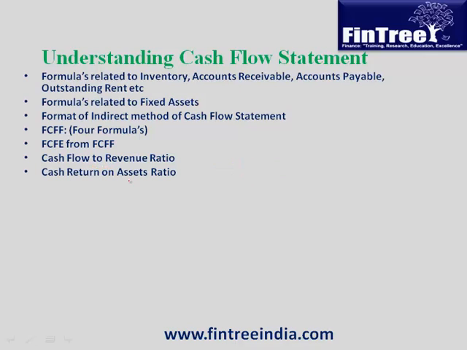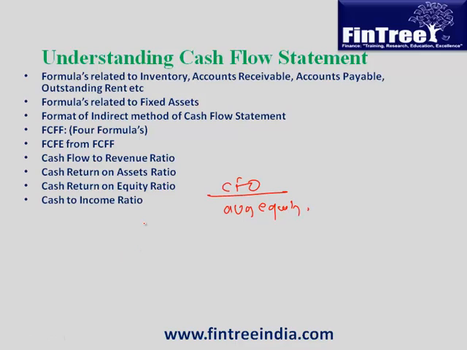Next one is cash return on assets ratio. Again, this is cash flow from operations divided by average fixed assets. And do you want this number to be higher or lower? Higher again. Next one is cash return on equity ratio: cash flow from operations divided by average equity. And again, we want this number to be higher.